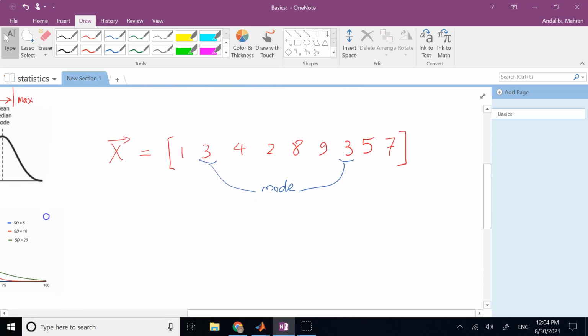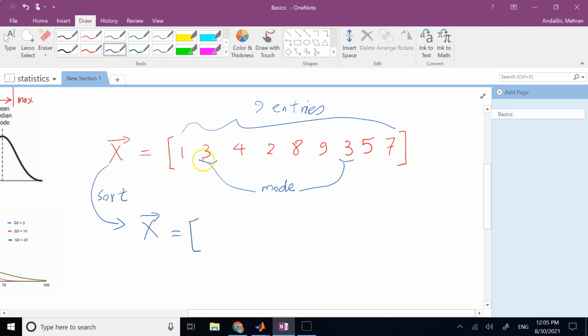But what is median? For median, you need to look at how many data points you have. Here, you have a total of 9 data points, 9 entries. Correct? So the first thing you do, you sort your vector. And if you sort it, let's say from smallest to the largest, you will get 1, 2, 3, 3, 4, 5, 7, 8, 9. Right?